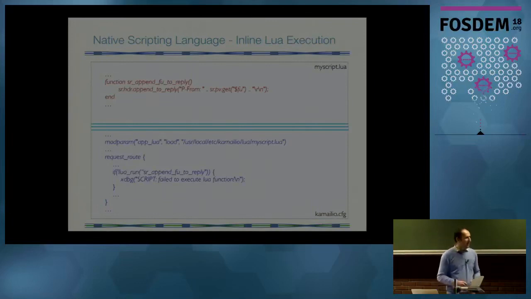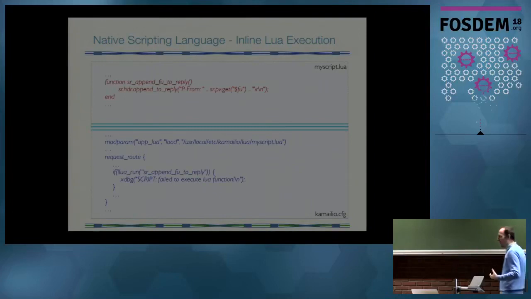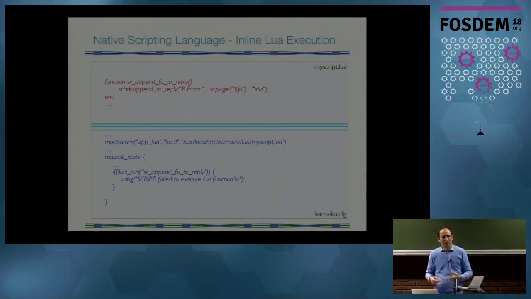Now, when I say inline execution, we have the default configuration scripting language with our routing blocks, and somewhere inside there is a function Lua run, and you can pass a method name which is defined in an external Lua script. So inline, Kamailio becomes the interpreter of the Lua. It's initialized at startup, and then it's just inline execution inside the old native scripting language, which was used for many years, but people wanted a bit more flexibility.